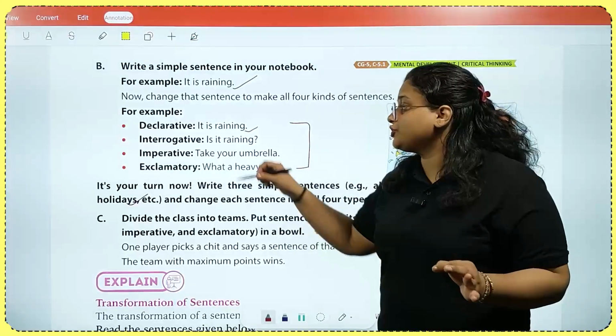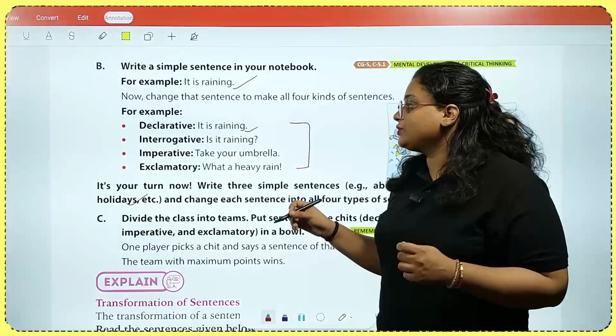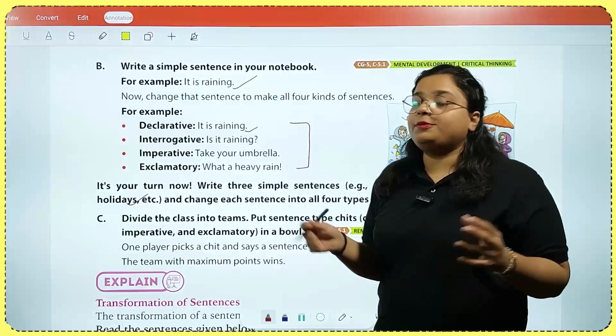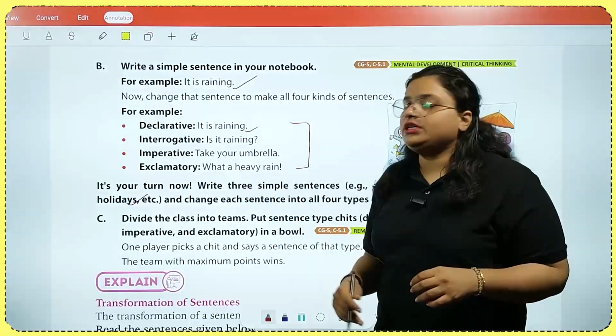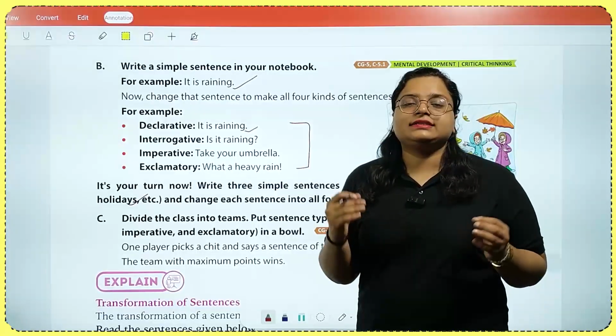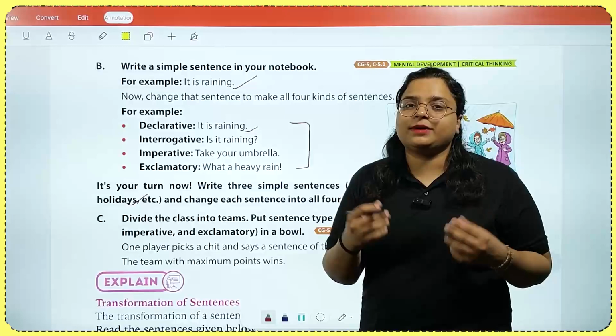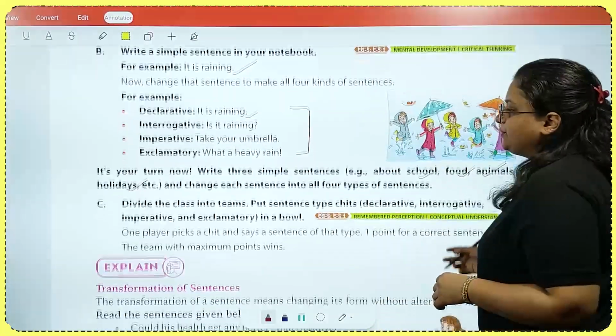This is the declaration. Now, interrogative, do you like mangoes? That was a question. Imperative, bring me mangoes. This is an order. And exclamatory, what sweet mangoes. So, we are very surprised. We are very pleased by the taste of the mangoes. Okay. So, you have to do this.